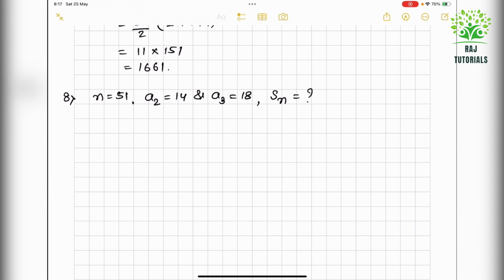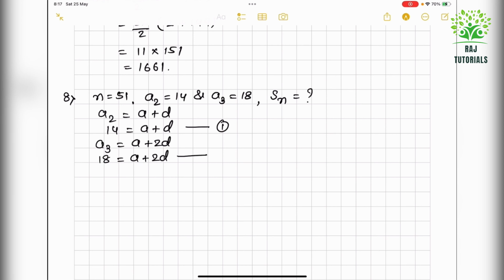Now the 8th one says find the sum of first 51 terms of an AP whose second and third terms are 14 and 18. So I am given a2, a3, I am given n equal to 51, and I have to find Sn. So see, I can say a2 will be a plus d. So 14 equal to a plus d, and this I can take as 1. a3 equal to a plus 2d. So 18 equal to a plus 2d, second.